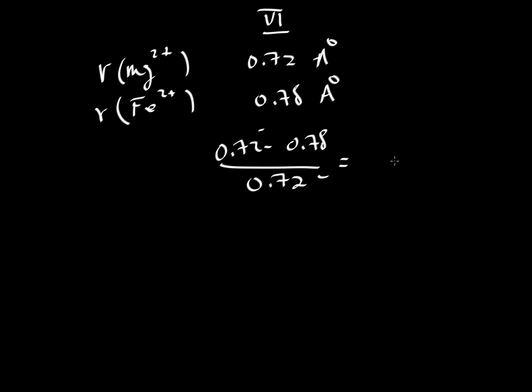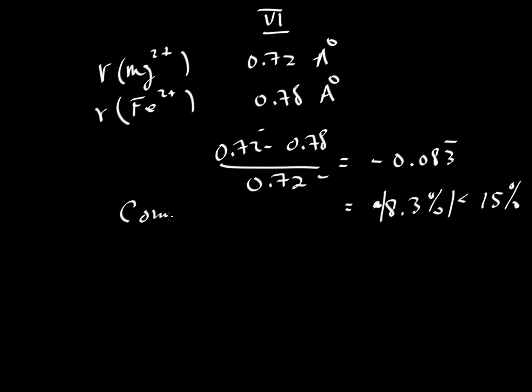And so we would get a value of minus 0.0833. The 3's repeat, we'll just put a bar over it. So that is equal to 8.3%, well, a negative 8.3%. So the radius of magnesium is 8.3% smaller than iron, but that is less than our critical value of 15%, where we only care about the absolute value here, not the negative sign. And so since it's less than our 15% value, we should expect complete solid solution. And those of you who are familiar with the olivine series already know that forsterite and fayalite can mix with each other in any proportions.